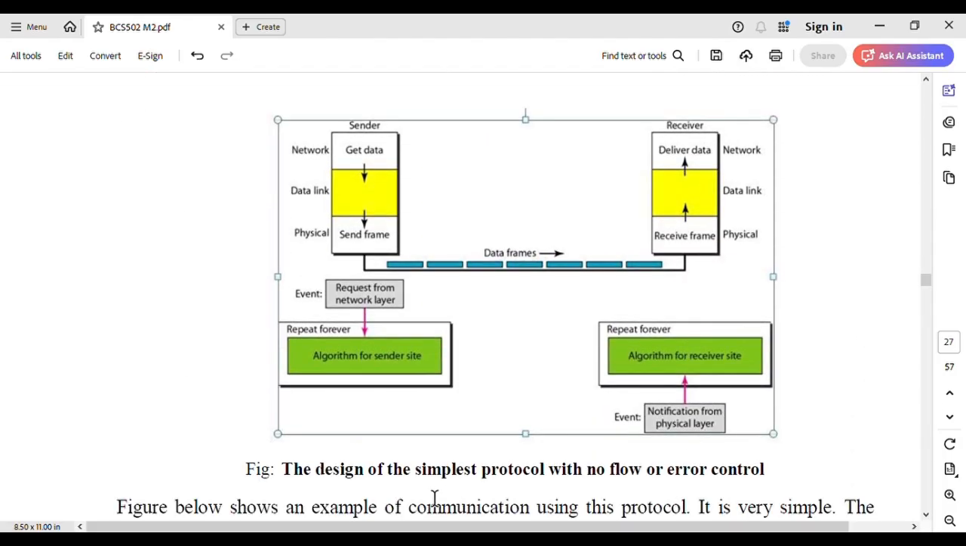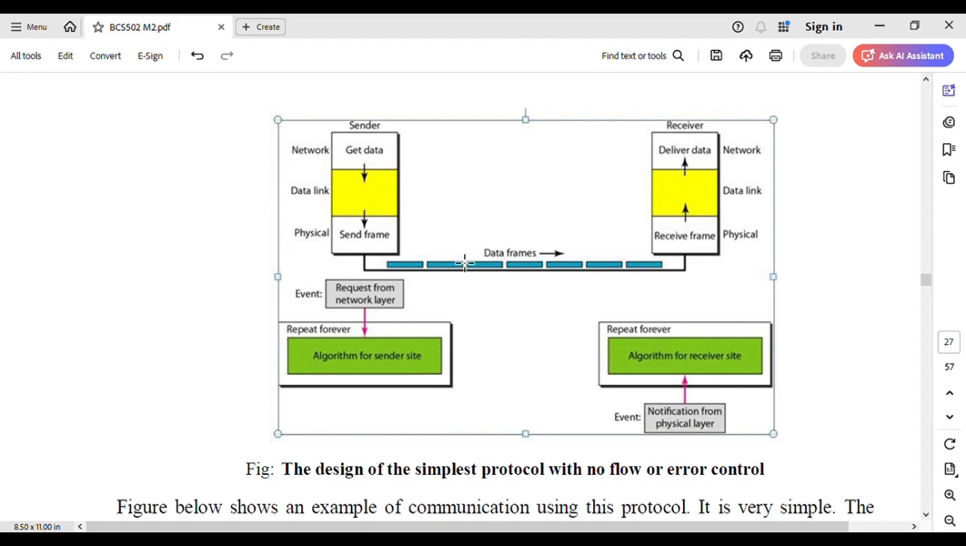So here is the design of the simplest protocol with no flow or error control. Here a sender and a receiver are present, and we get an intimation from the network layer to the data link layer, which means whatever packet is present comes to the data link layer, which extracts the frames and sends them to the physical layer, and then the frame or bits pass to the receiver. At the receiver, it gets an intimation from the physical layer to the data link layer, then it takes the frames, and the remaining data is delivered to the network layer of the receiver.